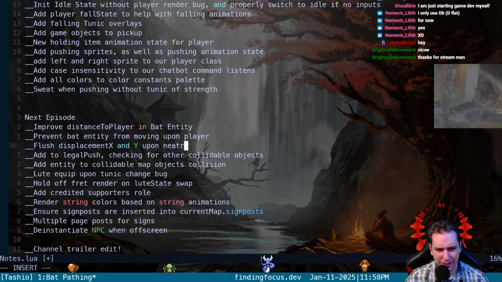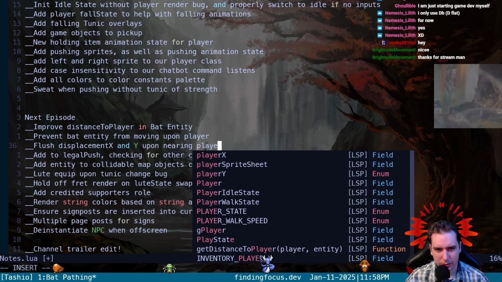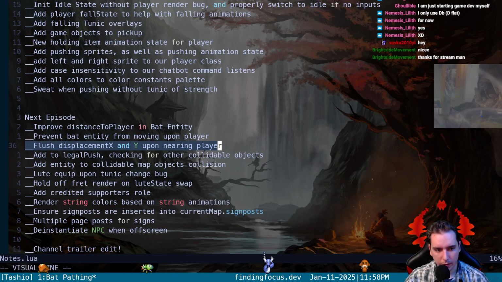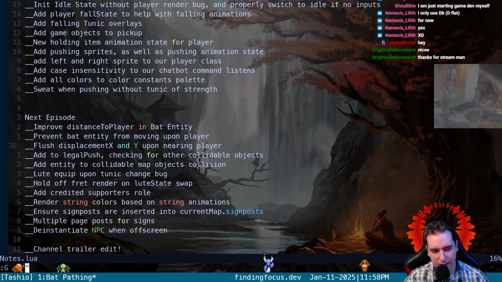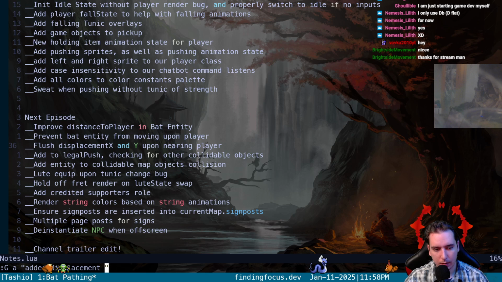Upon nearing player. I'm just going to call. But yeah, we're going to commit here, with a message saying that we added displacement movement for bat entities. And then tomorrow we'll finalize it.